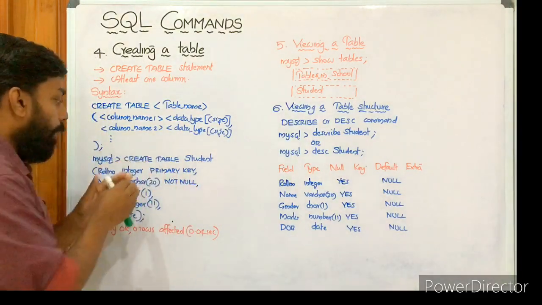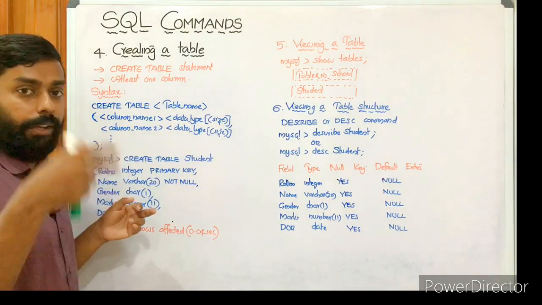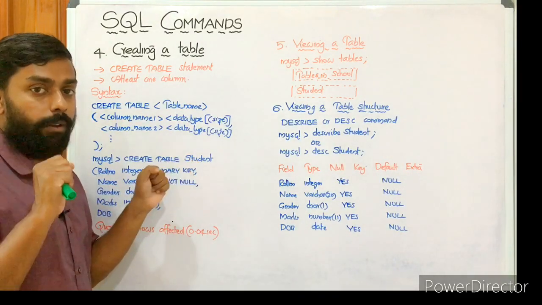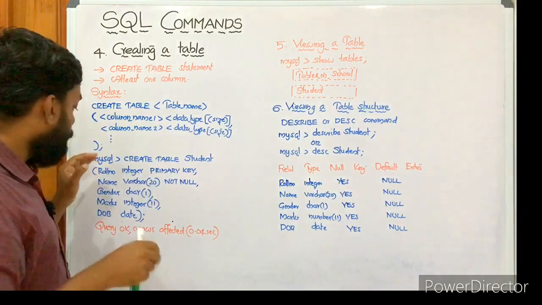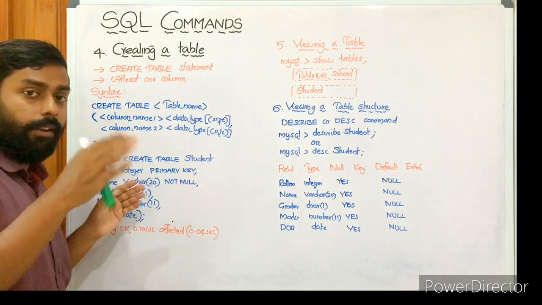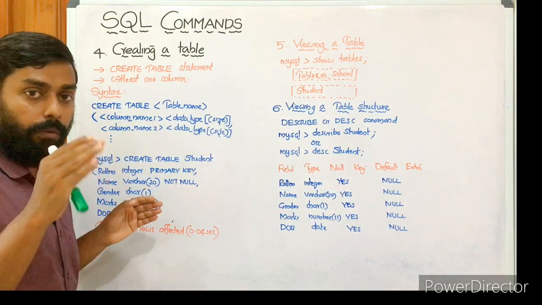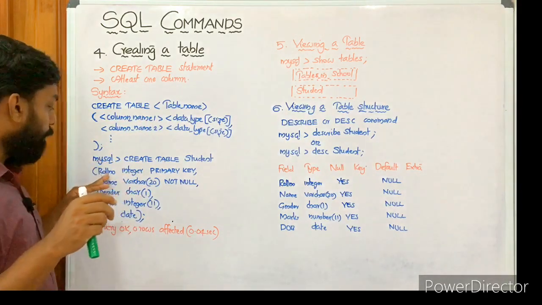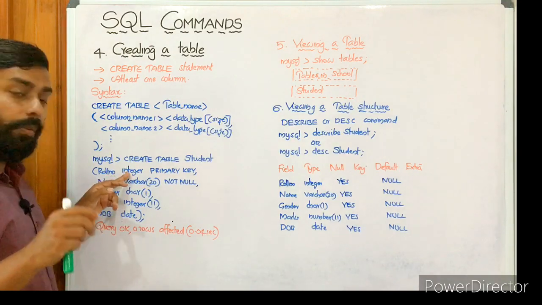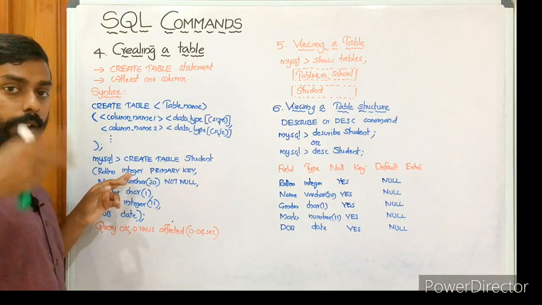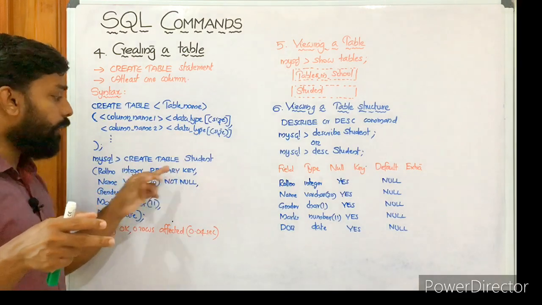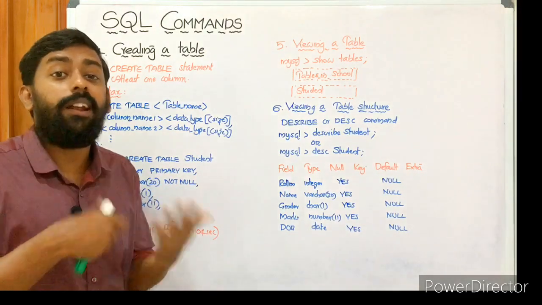So let's look at it one by one. Create table is the command used for creating a table. Here the table name is student, right? Then we are specifying all the columns and the corresponding data type of each column. The first column name is roll number, and the data type of roll number is integer. We are storing integer type data in roll number. And you can see primary key. What is a primary key? That's a constraint, right?